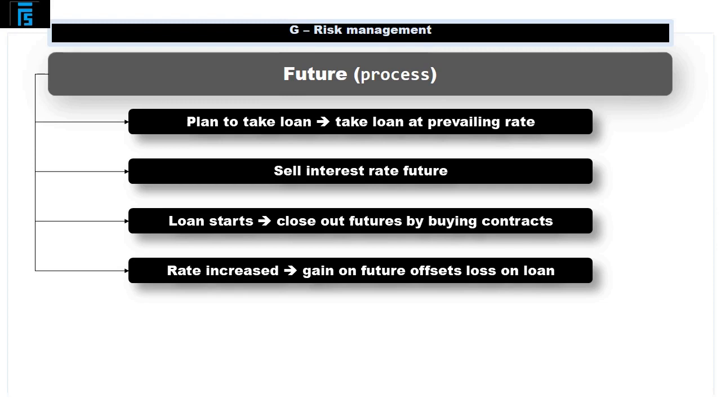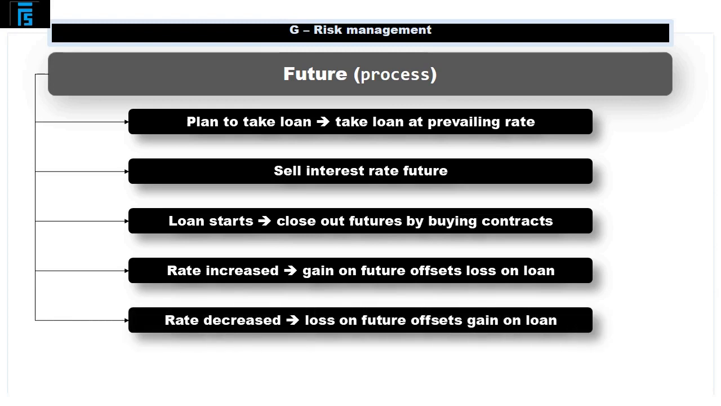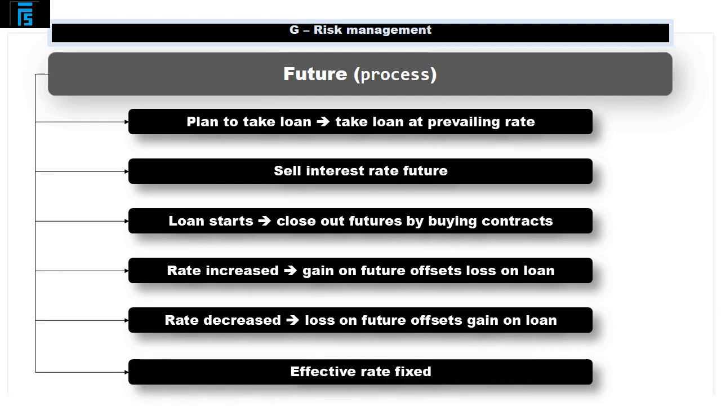However, if the rate has increased, the company will be receiving more interest on the futures bought than it is paying on the futures sold. This gain on the futures offsets the loss on the loan. If interest rates decrease, the opposite happens, and the loss on the futures offsets the gain on the loan. Either way, the effective rate when the two aspects are combined is fixed.